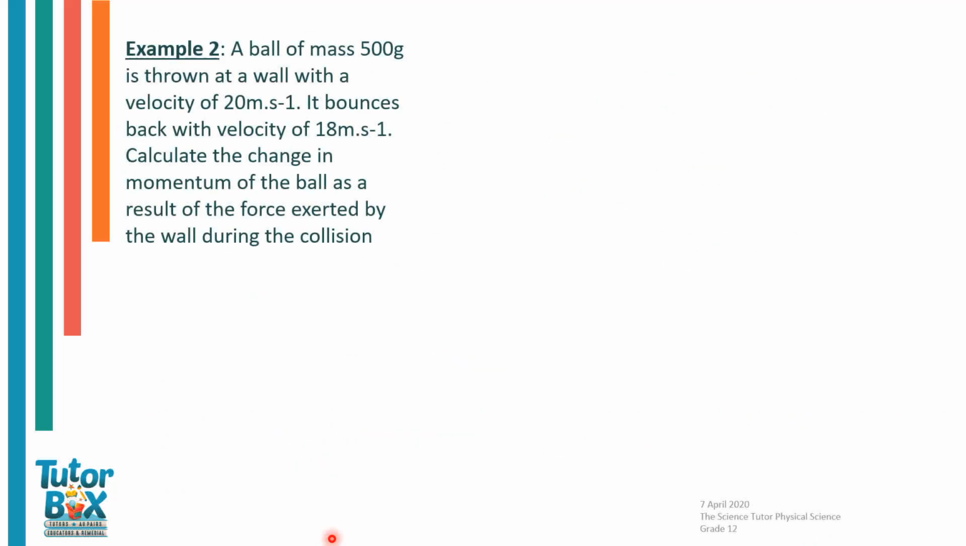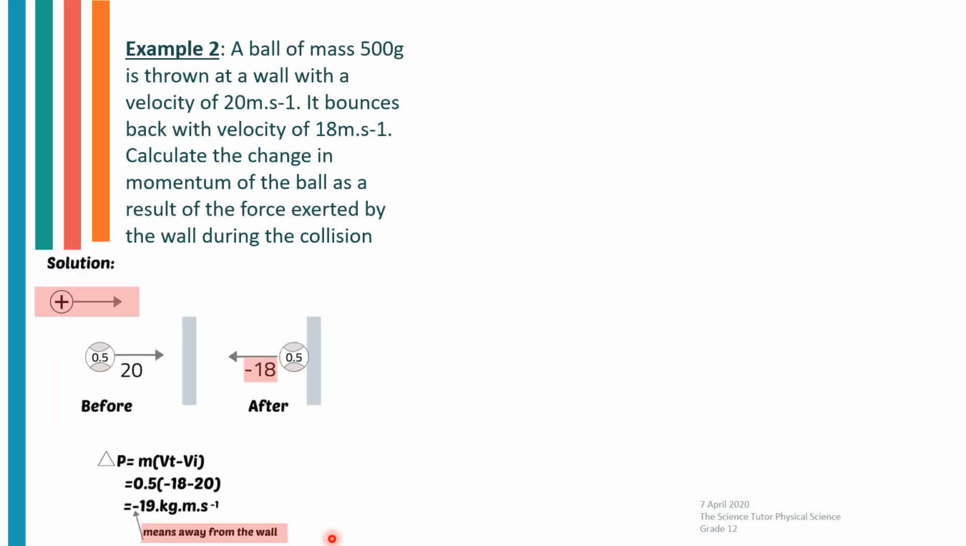Example 2. You can follow along in your workbook with all these examples and make notes as you see fit. A ball weighs 500 grams and is thrown at a wall with a velocity of 20 meters per second. It bounces back with a velocity of 18. Calculate the change in momentum. So we're going to take our right as positive. We know that the ball doesn't change mass, so we draw a little ball and it weighs 500 grams, which is 0.5 kilograms.